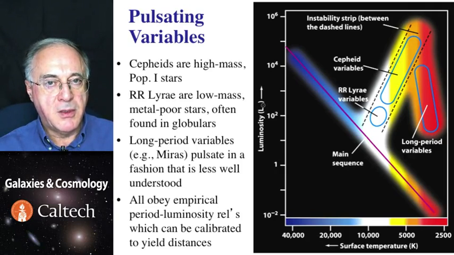It turns out that there are correlations between observed period, which again does not depend on distance, and luminosities of these stars, which do. Those are empirical relations, and they can be calibrated if you had distances to a number of these pulsating stars using one of the previous techniques.